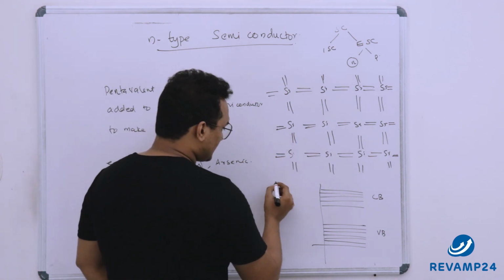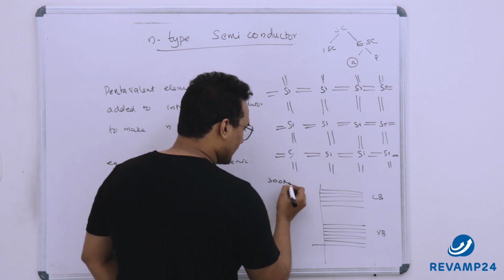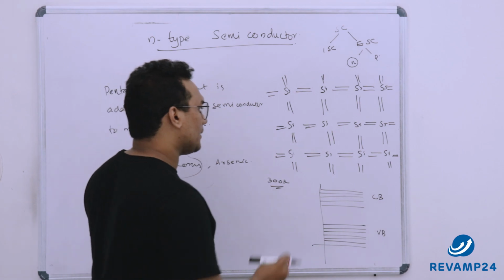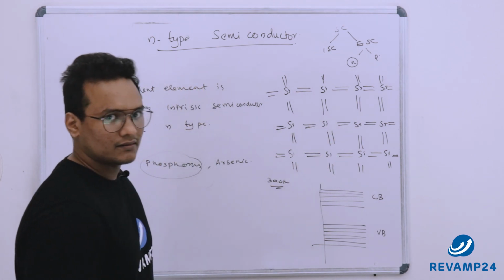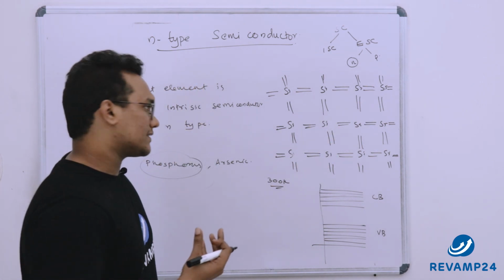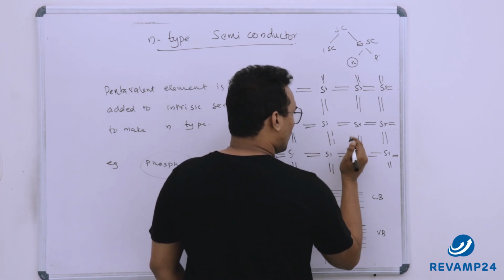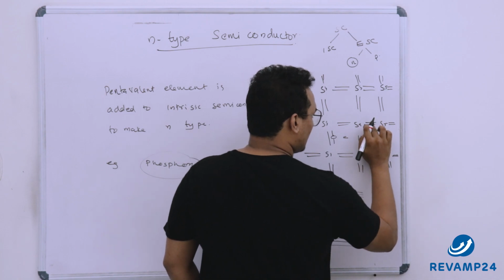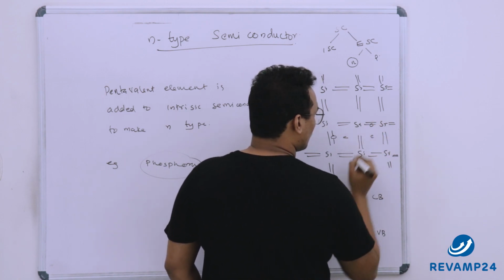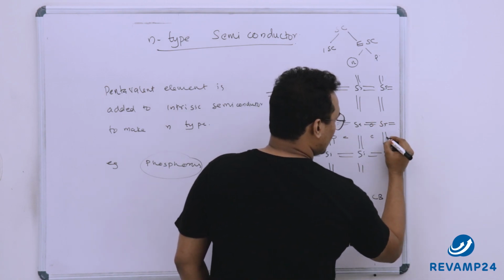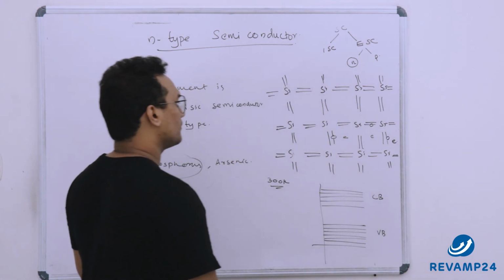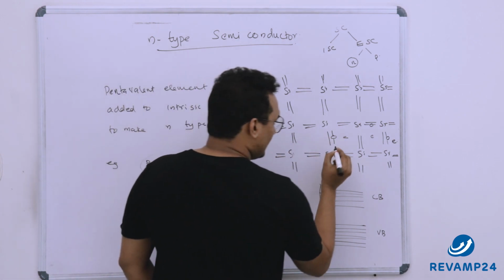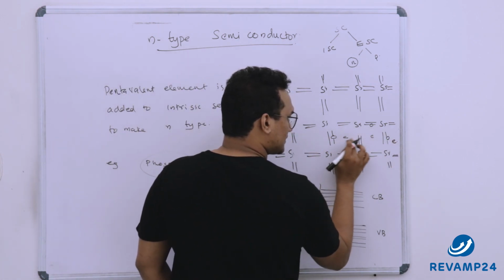Now it is heated to 300 Kelvin. Now this crystal is at room temperature. At room temperature, many of the electrons will get thermal energy and these electrons will come out. So one electron came out, generating one hole here. One electron came out from here, generating one hole here. One electron came out from here, generating one hole here. Now it has 3 holes and 3 electrons.